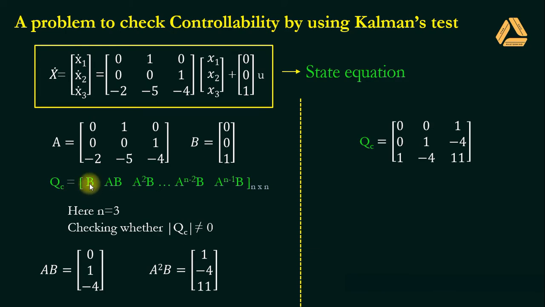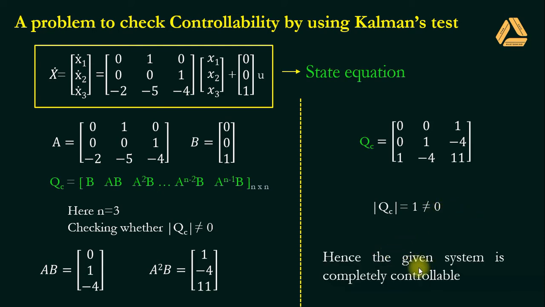So QC is given by B, which is 0, 0, 1, and AB, which is 0, 1, minus 4. And A square B: the terms stop at this stage because n is equal to 3. So A square B is 1, minus 4, 11. On finding the determinant, it is found to be 1, which is not equal to 0. Hence, we can say that the given system is completely controllable.